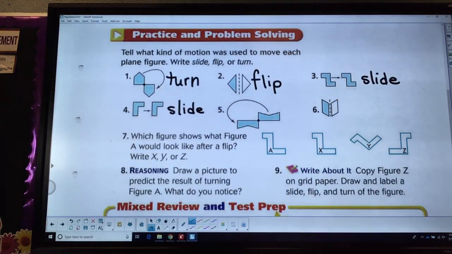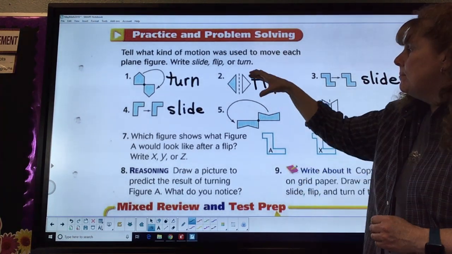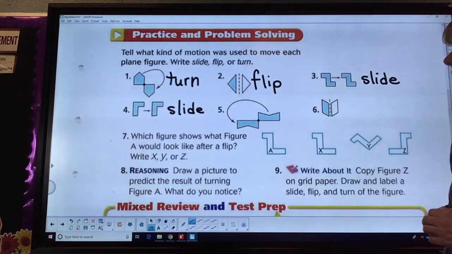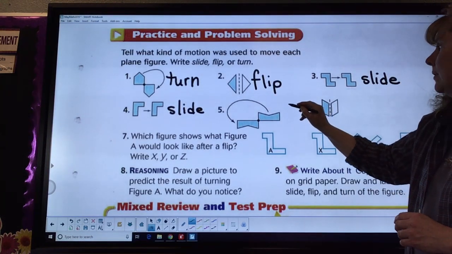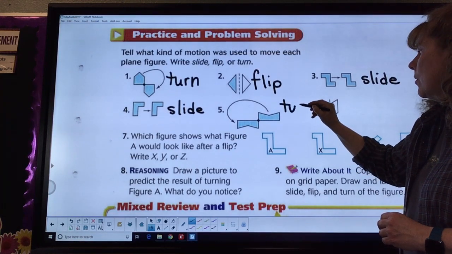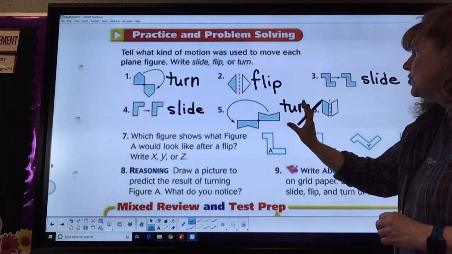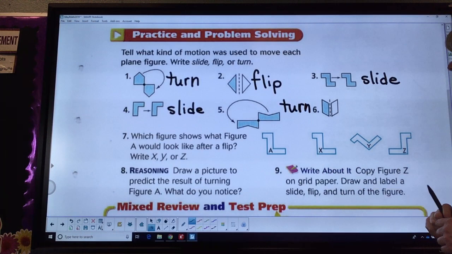And a slide's also a translation. Let's take a look at number 5. Okay, I've taken that shape and I've moved it that direction. So it is a turn or a rotation. I have rotated that shape.